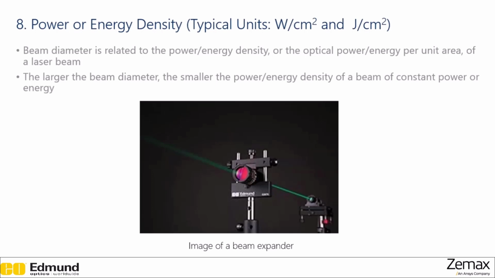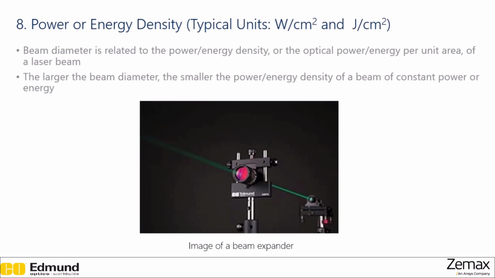The power or energy density, typically measured in watts per area or joules per area, is related to the energy of the laser and the beam diameter. The larger the beam diameter, the smaller the power or energy density of the beam will be, for a constant power.